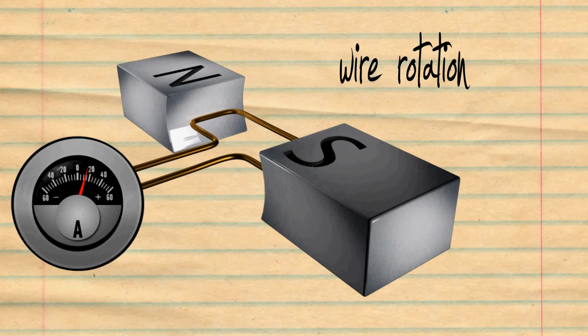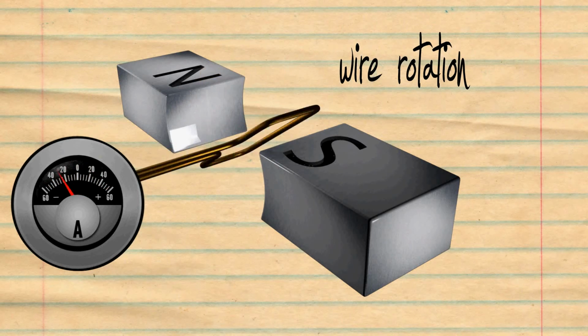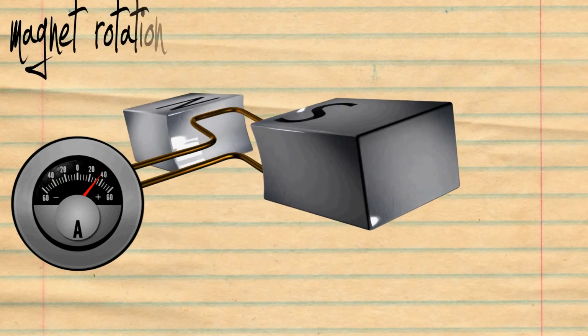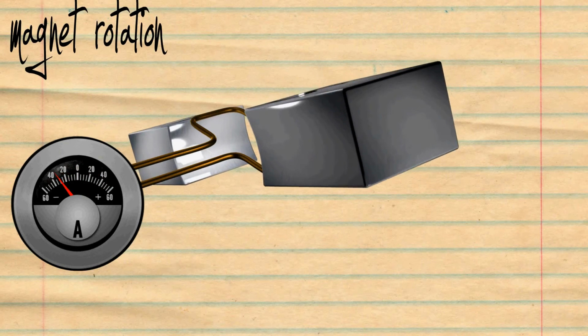This is more like the example that we went over with the motor. As the wire is being rotated, a current is being induced in the wire. I'll just let this play through its animation, and you can see the different ways that a current can be induced in a wire through a magnetic field.